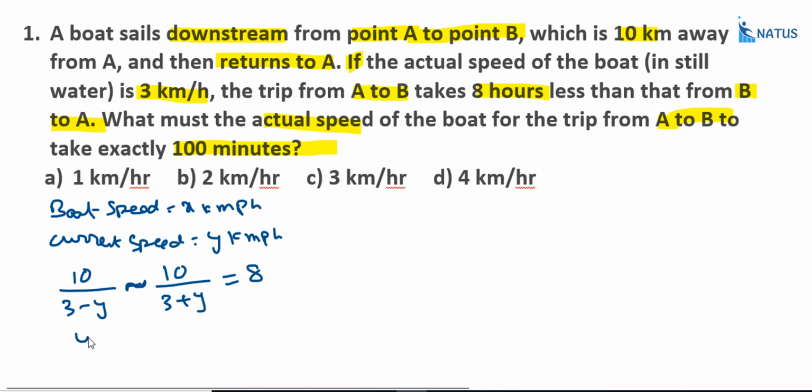So what is the value of y? y is equal to 2 kilometers per hour. So what is y? That is the current speed. Current speed or water speed is equal to 2 kilometers per hour. This is the first condition.